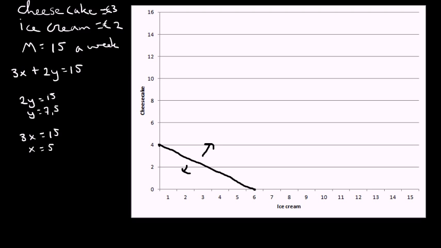So if we look at this, for the y, x is 0 and y is 7.5, then that is right here. And if our ice cream is 0, then our cheesecake will be 5, which is right here. And then we can graph this new graph. You can see that these two graphs are parallel. So the slope of these graphs is the same in both graphs. This is because the prices of the goods did not change, only the income.